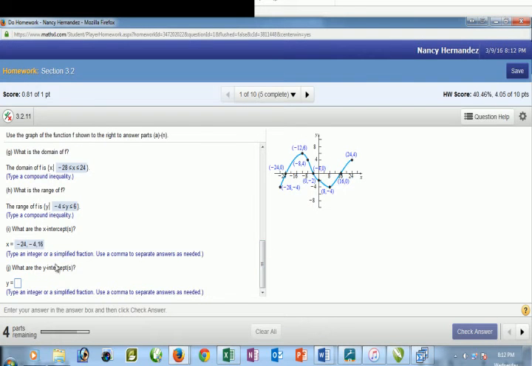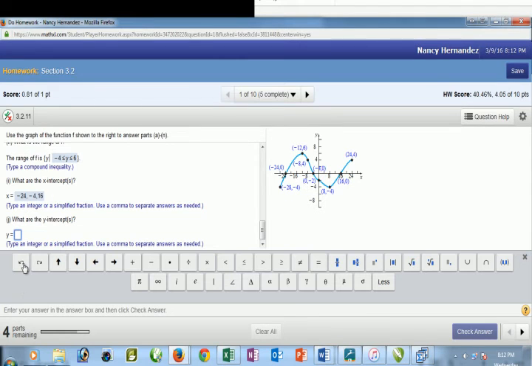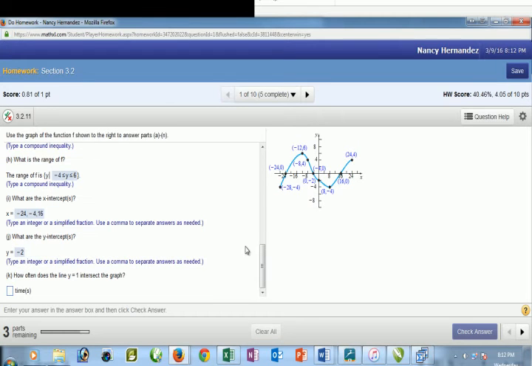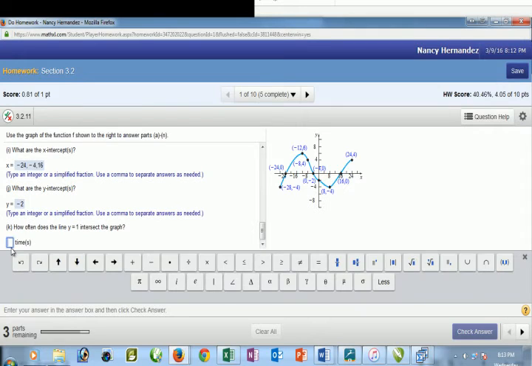It's a long question. What are the y-intercepts? You can only have one y-intercept. My x is 0, so my y is what? Negative 2. Cool. Done. How often does the line intersect the graph at the y-intercept? Only one. If it intercepted more than once, it would not be a function.